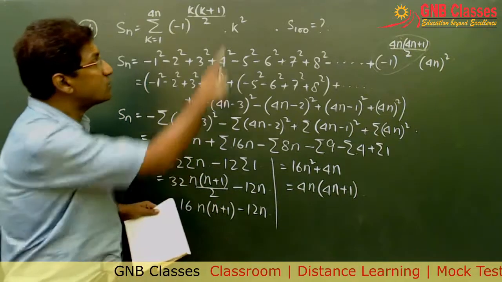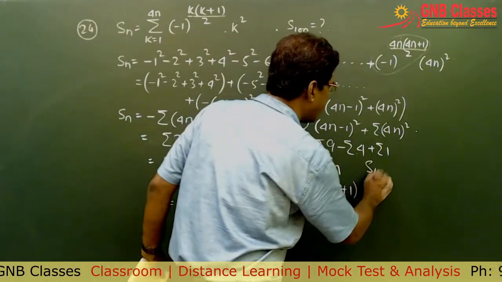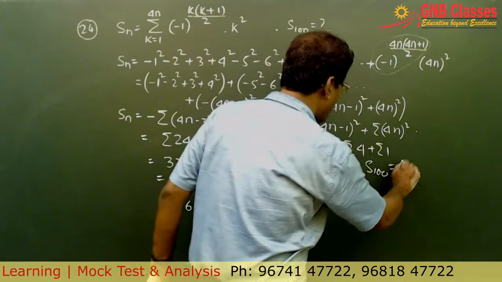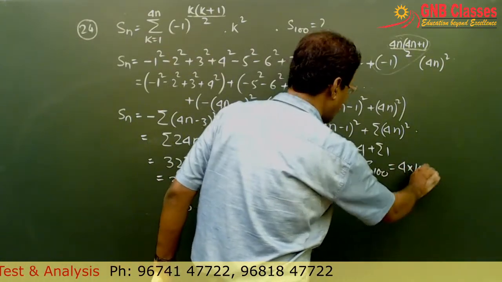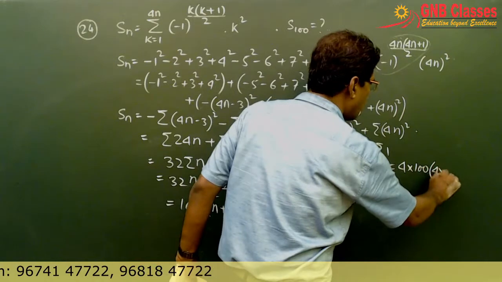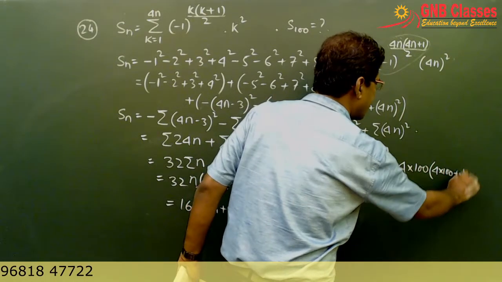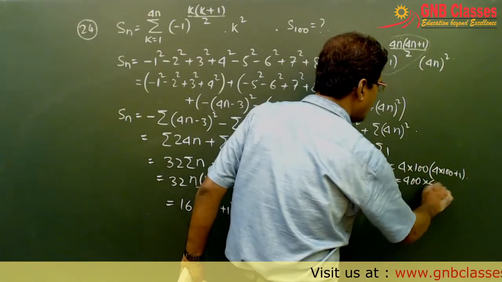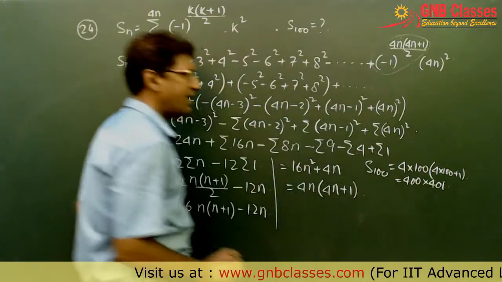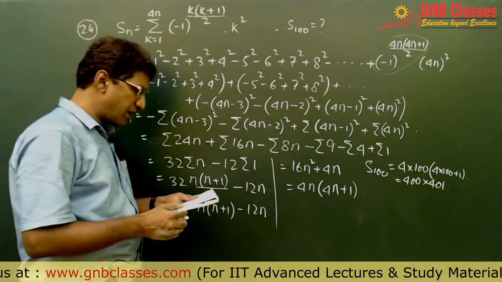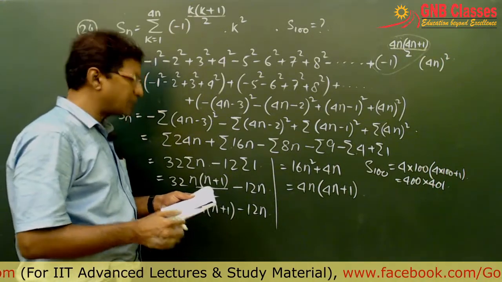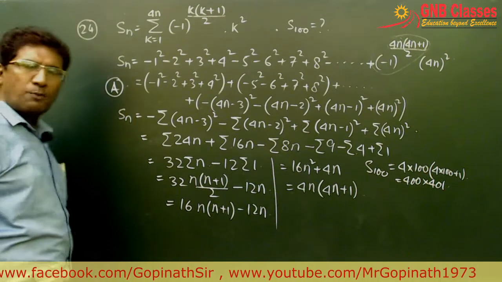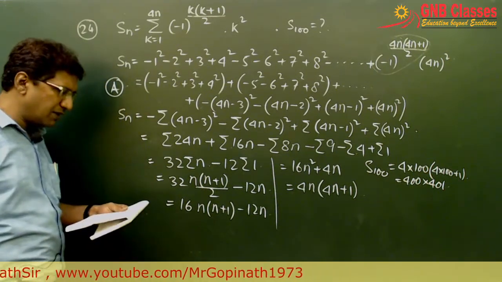So it is 4n into 4n plus 1. Now we need to find S100. This is your Sn, right? So S100 will be what? 4 into 100 into 4 into 100 plus 1. So we are getting 400 into 401, right? Thus our option A is correct for question number 24.